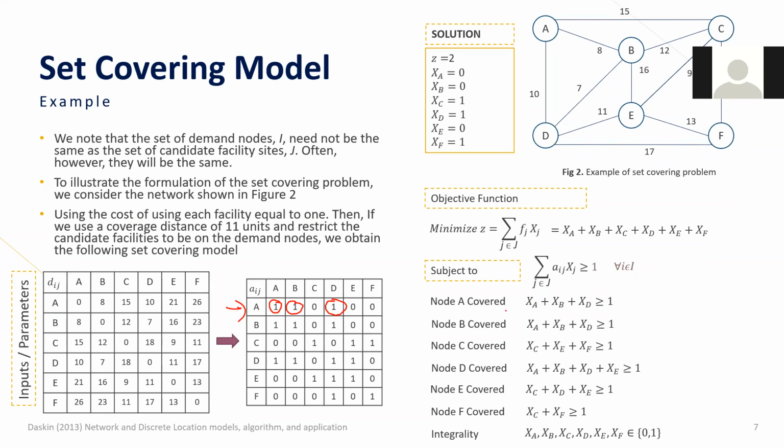And you repeat the same thing here. If you want node B to be covered, then xA, xB, xD. It happens to be the same set of facilities. And then for C, it is C, E, F. So xC, xE, and xF. Repeat the same process until F. And the last one is the integrality constraint. That's the way you formulate the mathematical model for this particular problem.